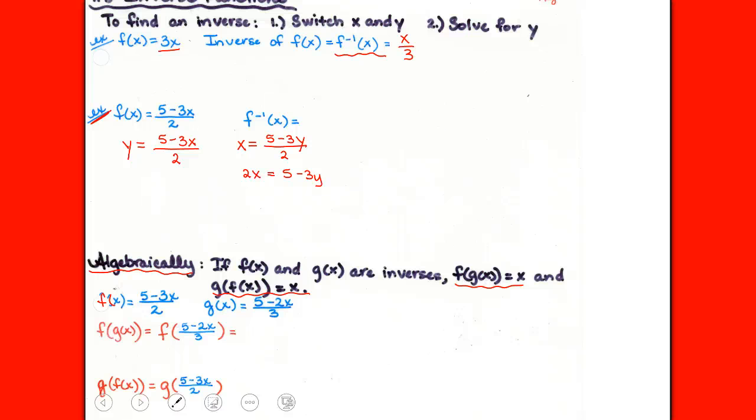Subtract 5. All right, so let's subtract 5 from both sides, and then what? Divide by the negative 3. So I'll end up with y is equal to 2x minus 5 over negative 3. That is my inverse. Switch x and y and solve for y.